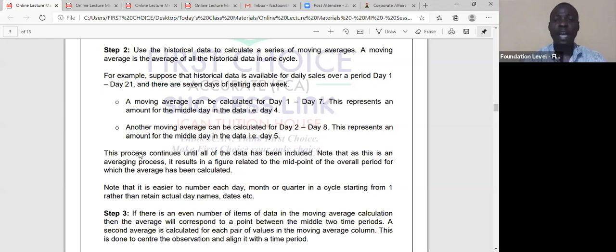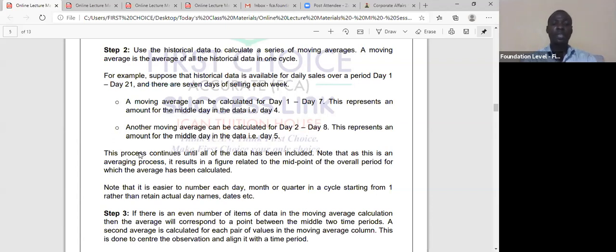Note that as this is an averaging process, it results in a figure related to the midpoint of the overall period for which the average has been calculated. So because it is an average, you are looking at the middle point.